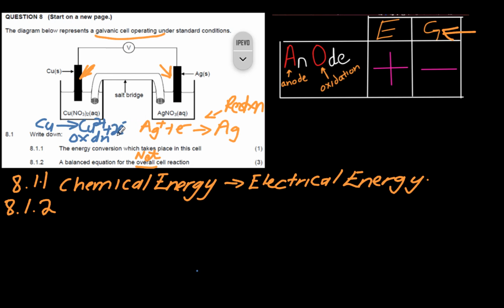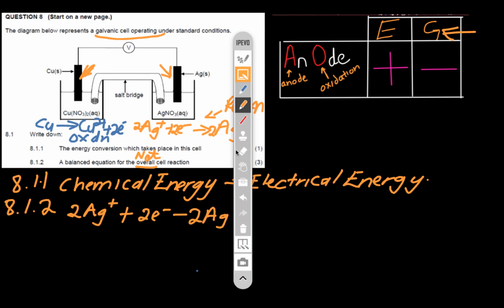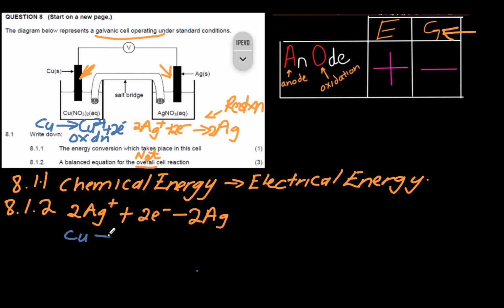However, we have to first balance the number of electrons. Since copper donates 2 electrons, silver must also be able to accept 2 electrons, using 2 silver ions, sorry. So we multiply throughout by 2. It's going to be 2 Ag plus 2 electrons to give us 2 Ag solid, and then for copper it's going to be copper to give us copper 2 plus 2 electrons.